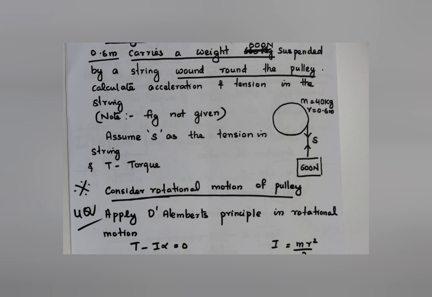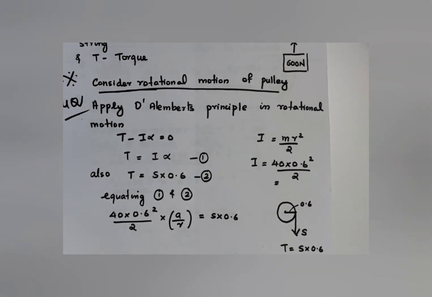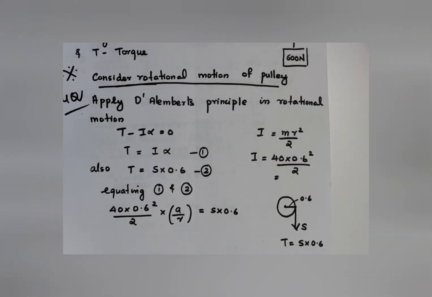So first step is you have to draw the free body diagram of the pulley. This carries marks, so you have to draw the free body diagram of the pulley. This is the figure showing the free body diagram of the pulley. It is holding a weight 600 Newton. So tension is acting in the downward direction, that is S. Now from the figure you can write the torque developed. Torque developed is equal to tension in the string into the radius, S into 0.6.